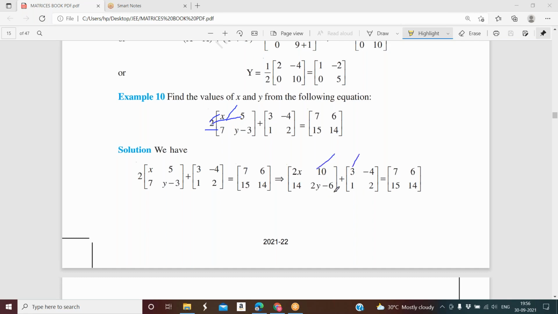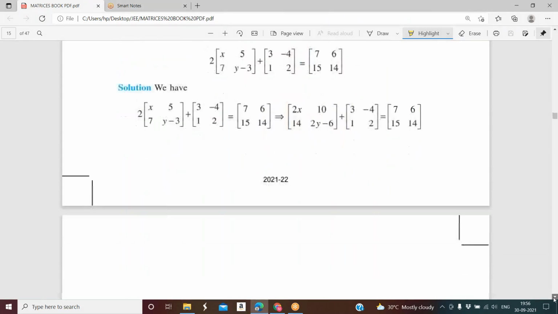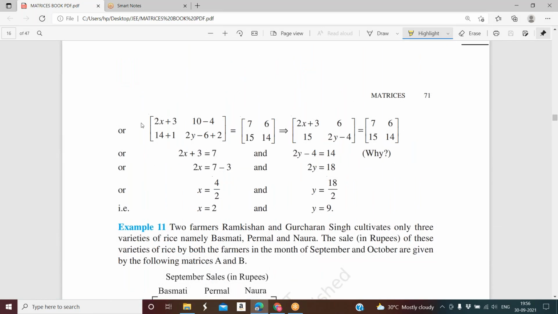So I have to add these two matrices now. If you add, what will you get? 2x plus 3, 10 minus 4, 14 plus 1, 2y minus 6 plus 2. Okay. So if you simplify, then 2x plus 3, 6, 15, 2y minus 4 equal to this. These two matrices are equal matrices, because here we have 15 and here also we have 15, and A21 is 6, B21 is 6.